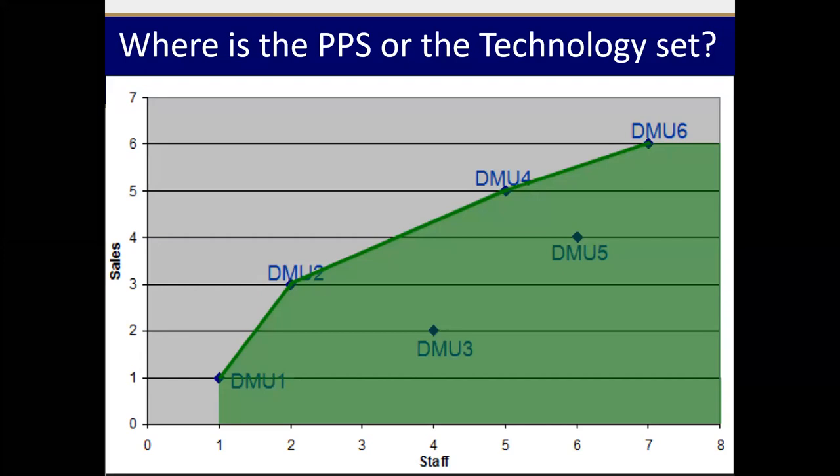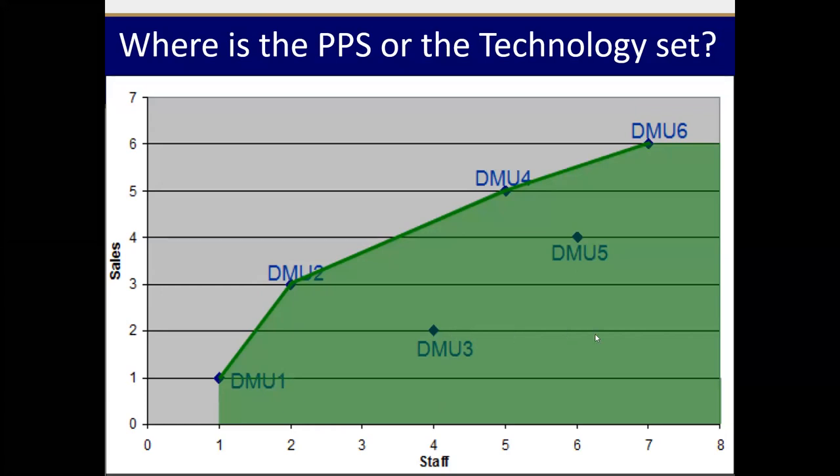How do you increase staff? Look at staff. DMU 3, staff is 4. So if you are increasing staff, you are going to the right. You see what I'm saying? Stop, don't guess again. But you can see that when you have four staff, you don't have to increase the staff to become efficient.